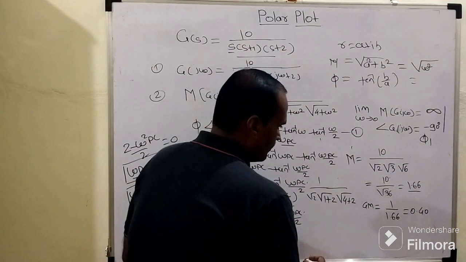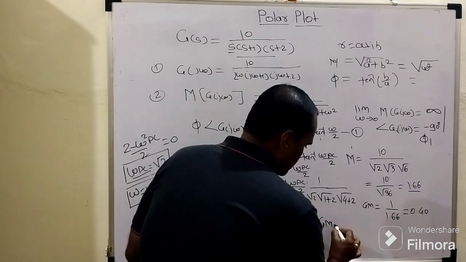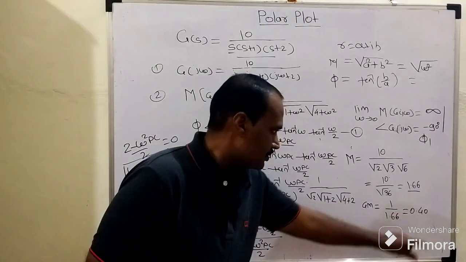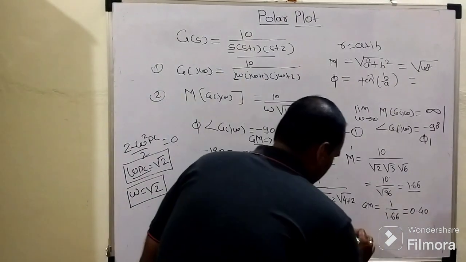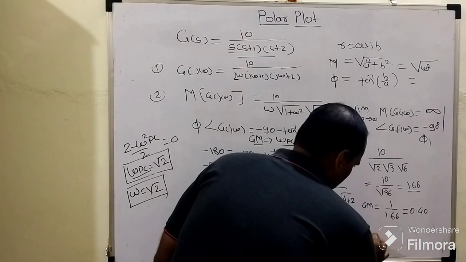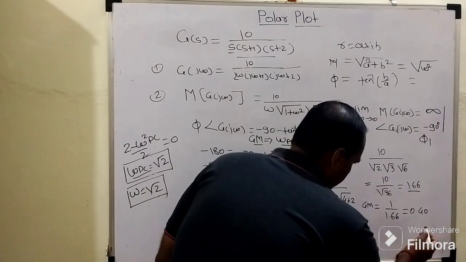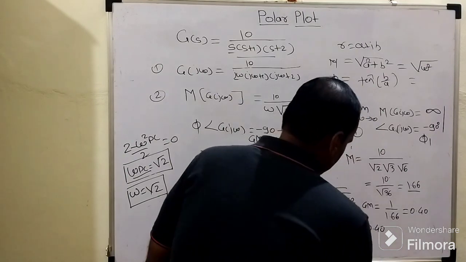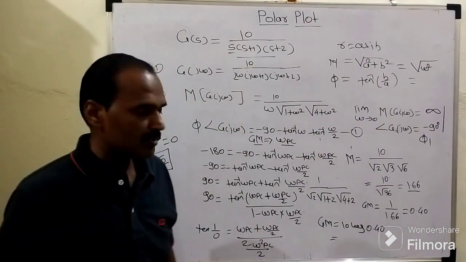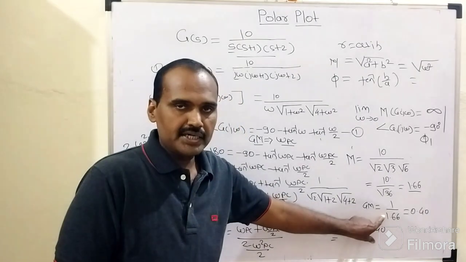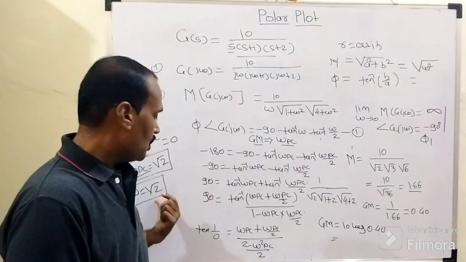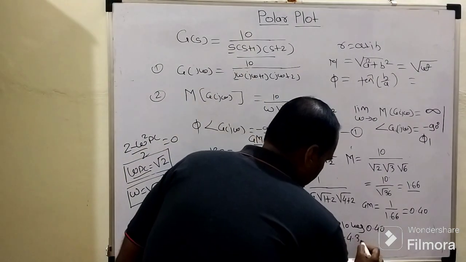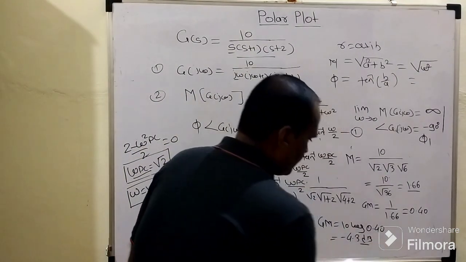And finally, the gain margin in terms of decibel equals to what? This desired value is to be substituted in this logarithmic statement, 10 log of this obtained value, that is nothing but 0.40. 0.40 is nothing but the reciprocal of this magnitude at omega equals to root 2. So it will be minus 4.3 something decibel.